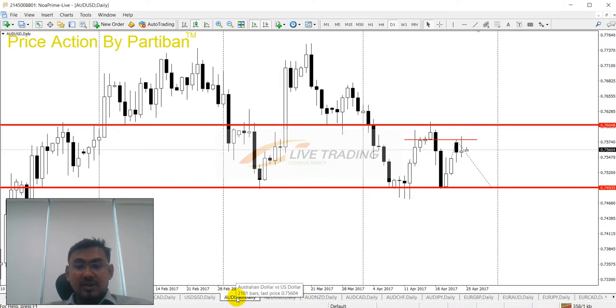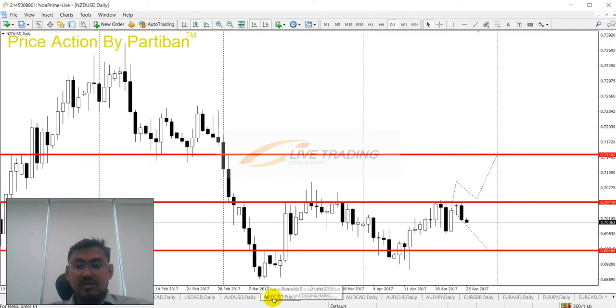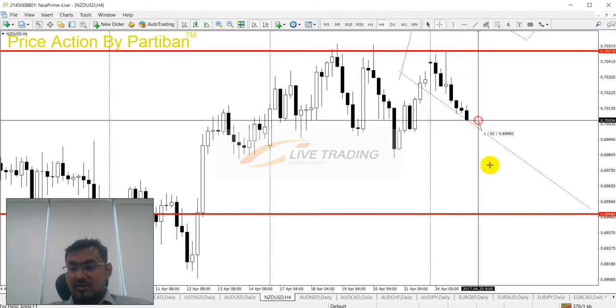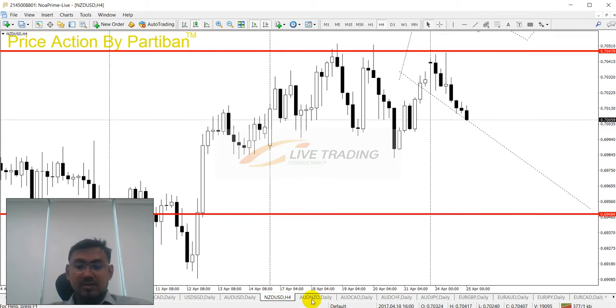New Zealand USD, a lot of sellers entering on a daily chart. Let's look at H4. It's a very good price action story where a lot of sellers entering. It's not worth taking this trade because it's only 50 pips. Let's keep the chart.